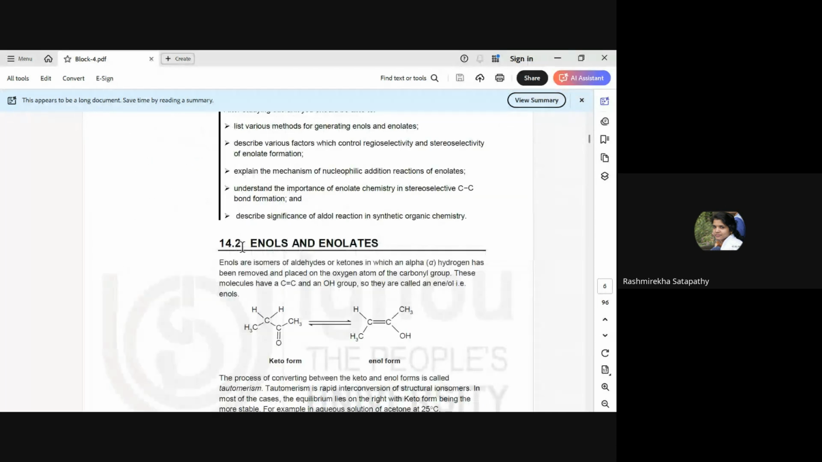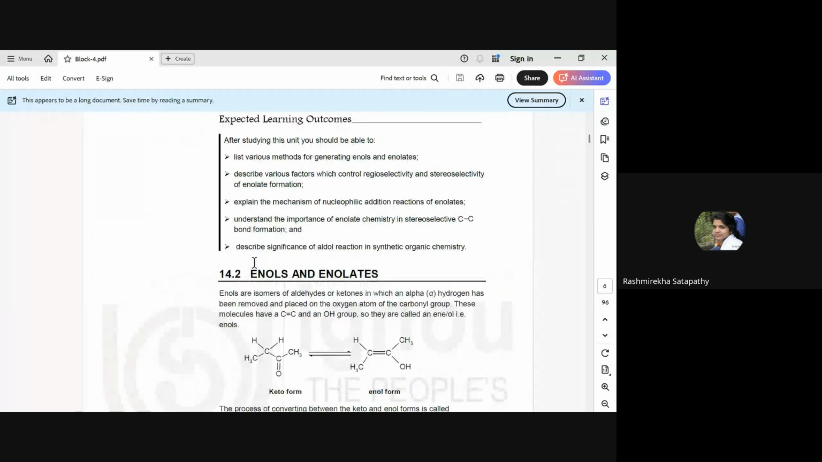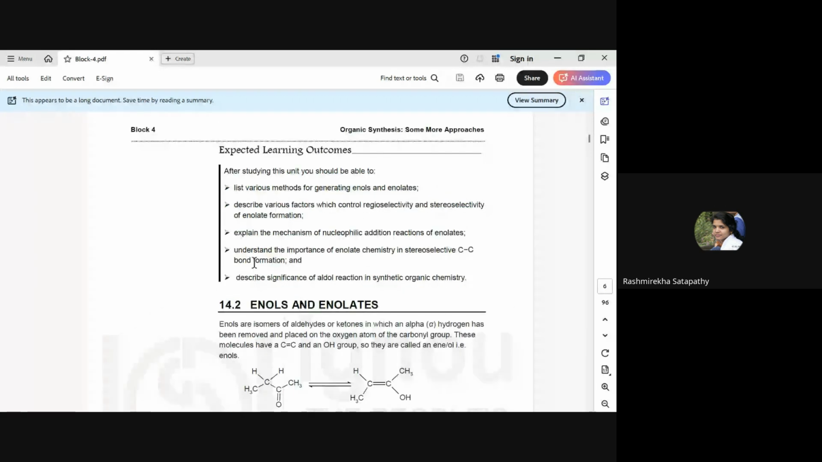In this chapter, in this block 4, we will learn about the enols and enolates. List various methods for generating enols and enolates. Describe various factors which control the regioselectivity and stereoselectivity of enolate formation. Explain the mechanism of nucleophilic addition reaction of enolates and understand the importance of enolate chemistry in stereoselective carbon-carbon bond formation and also the significance of aldol reaction in synthetic organic chemistry.